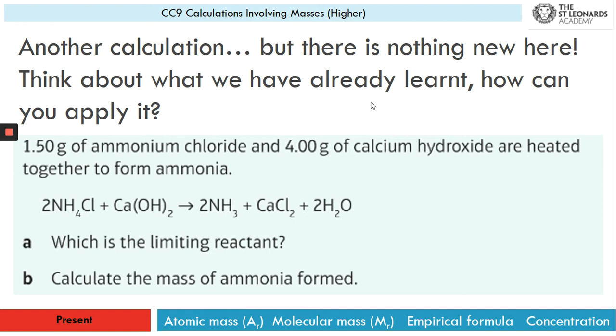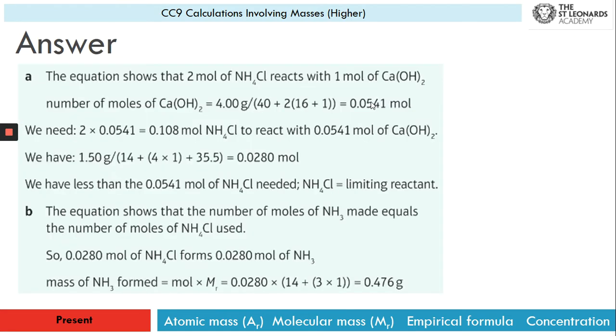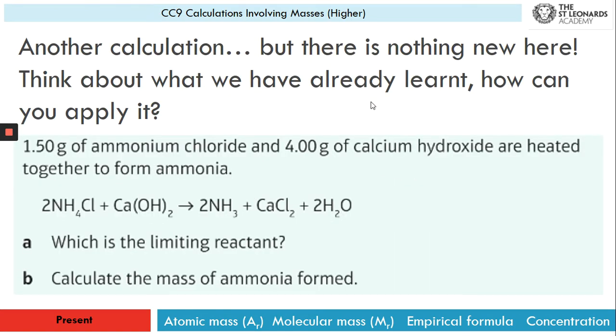Okay, so which of the two going into it is going to be the limiting reactant? That's the first bit we need to work out. To do this, we use the calculation moles equals mass divided by Mr. We need to work out the number of moles first. Now, if you look at the equation, it says that we've got 2 NH4Cl plus 1 Ca(OH)2. So that's a ratio of 2 to 1.